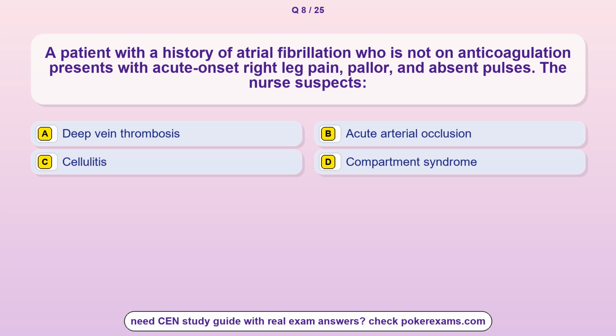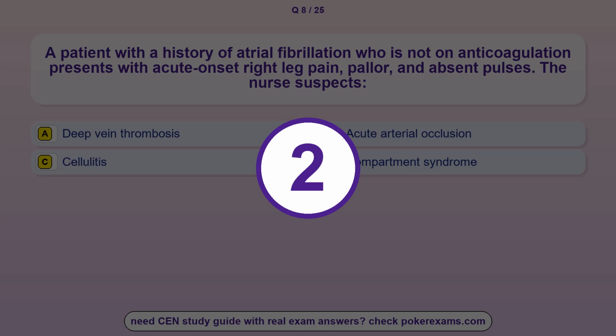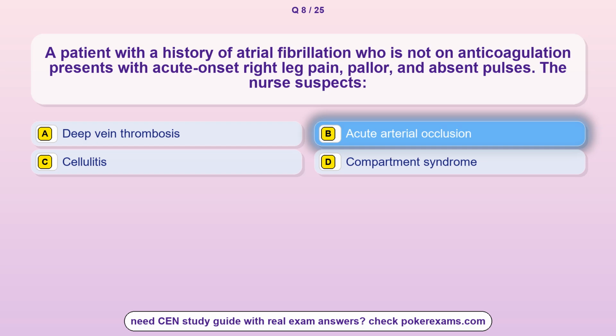Question 8. A patient with a history of atrial fibrillation who is not on anticoagulation presents with acute onset right leg pain, pallor, and absent pulses. The nurse suspects: Option A, deep vein thrombosis. Option B, acute arterial occlusion. Option C, cellulitis. Option D, compartment syndrome. The correct answer is option B, acute arterial occlusion.